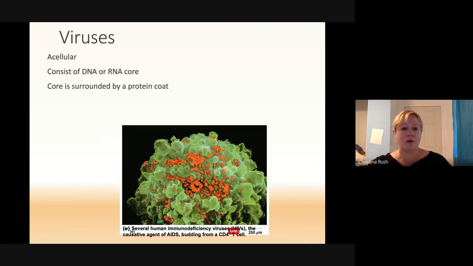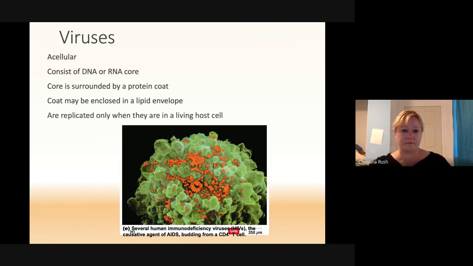A viral core is surrounded by a protein coat, and that coat may be enclosed in a lipid envelope. That lipid envelope is usually derived from the membrane of a host cell. Viruses will only replicate when they are in a living host cell. They cannot replicate outside of a host cell, and they cannot do any metabolic processes. This is why they are in a category of their own.